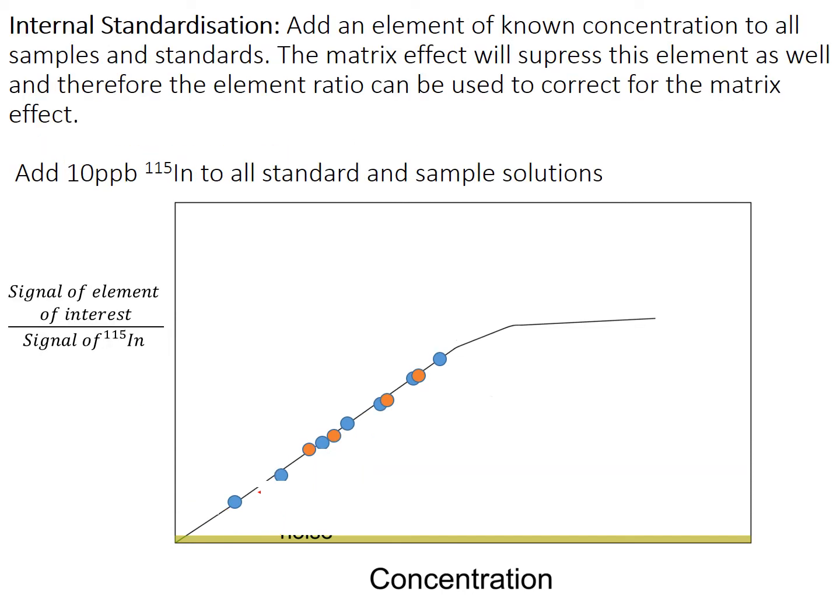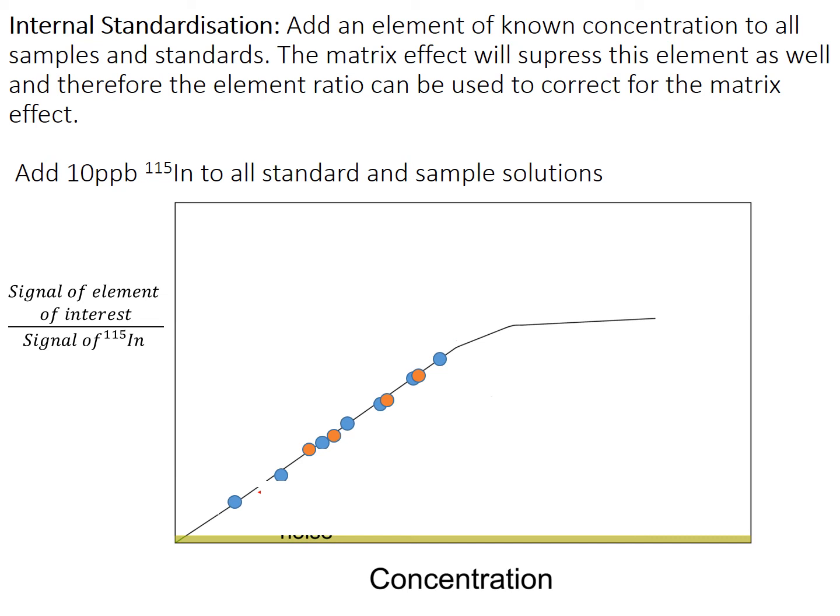So we have this technique called internal standardization. What we do is we add an element to our sample that isn't really in our sample already, and we're not interested in measuring. Quite often we use indium because nobody is interested in the geochemistry of indium. It's a very boring element, and it doesn't have many interfering masses or anything like that.